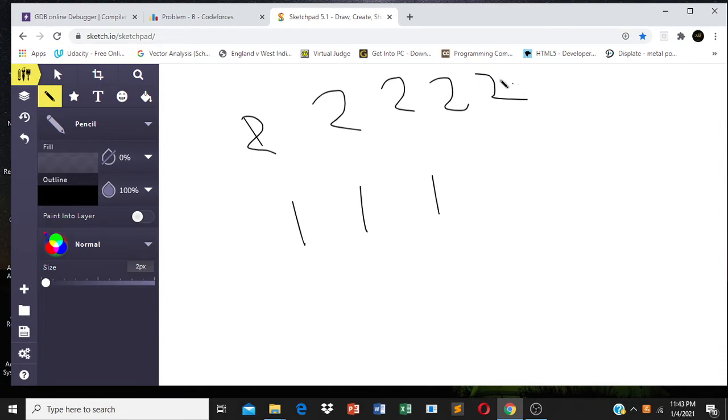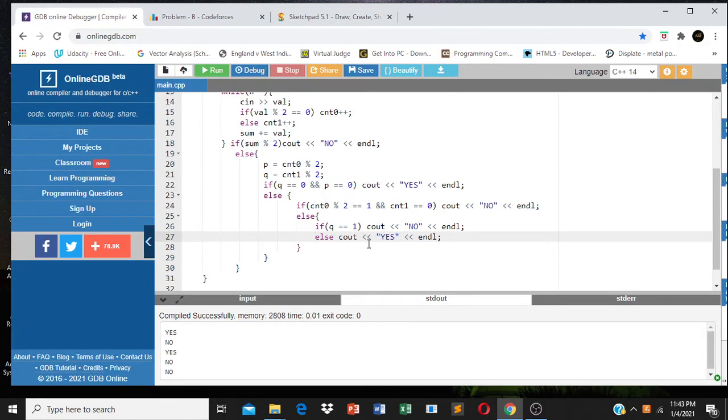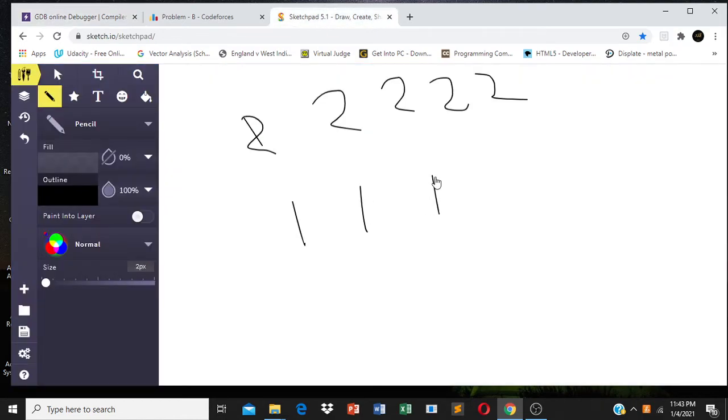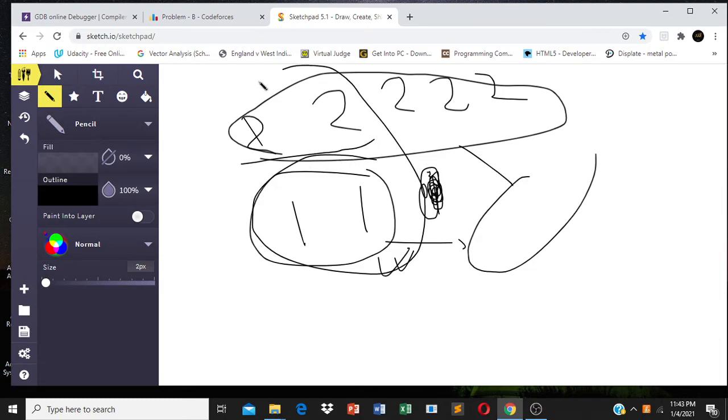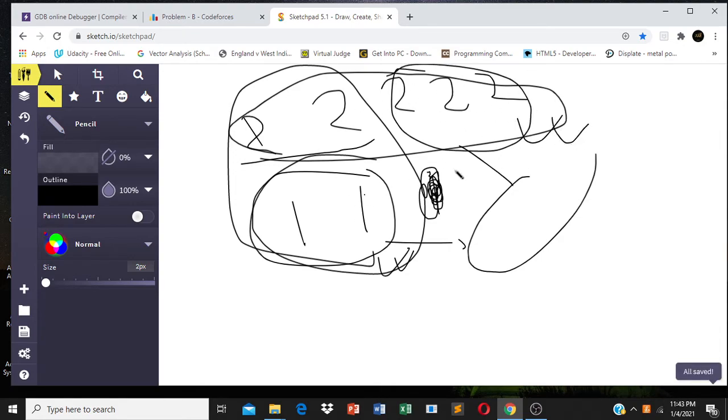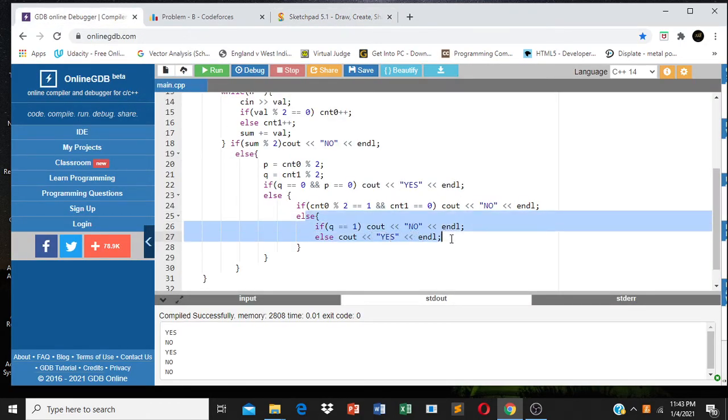Let's say we have 1 an even number of times and 2 an odd number of times. How is that going to help us? We can always find some way here. Let me show you how we can make it. We can make something like this, right? 2 2 and this 2, this part and this part. So this is the definition of the line that I coded here.